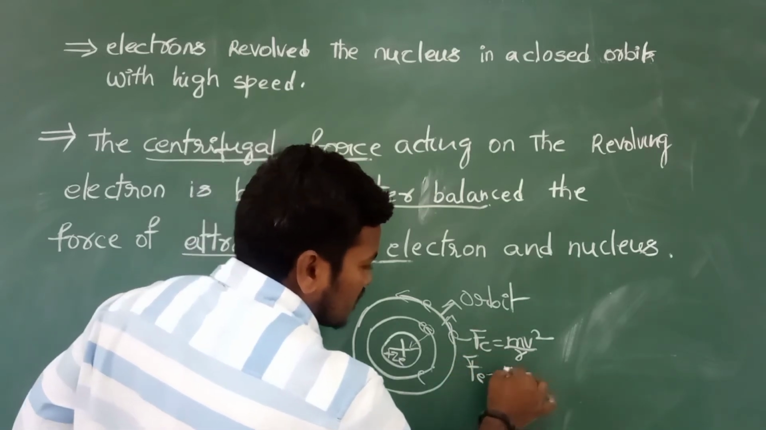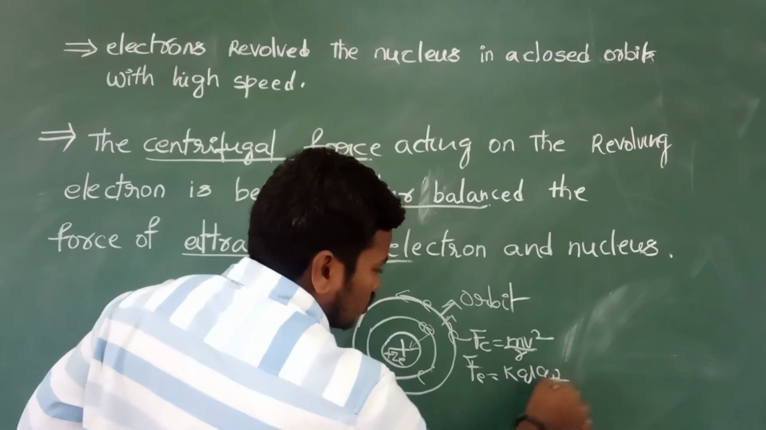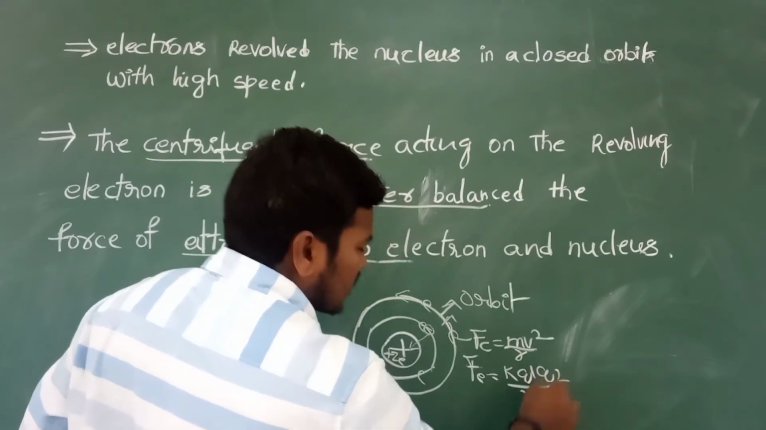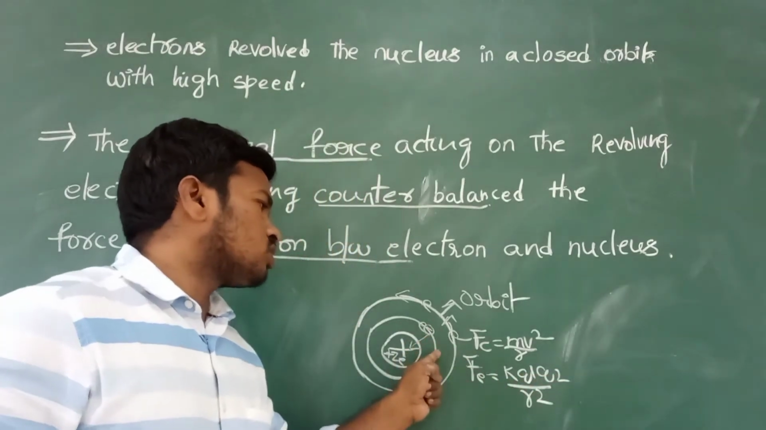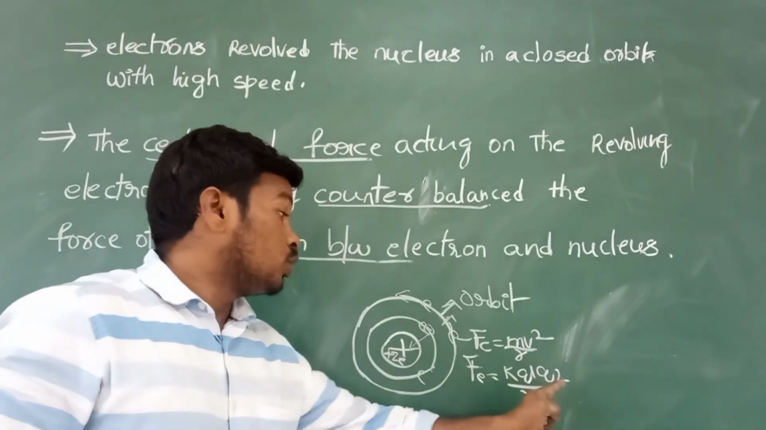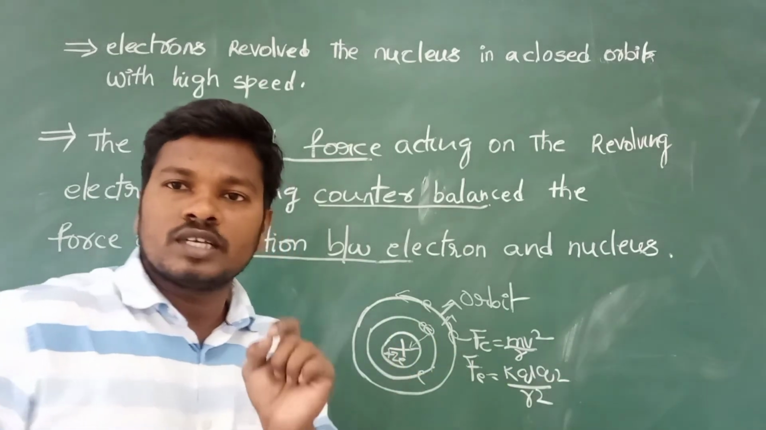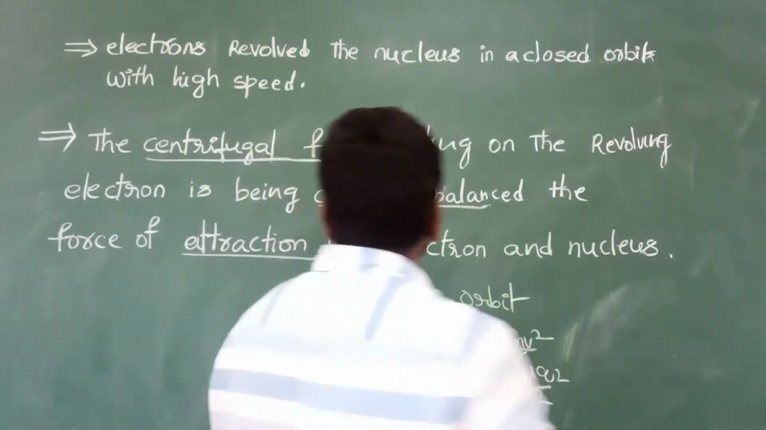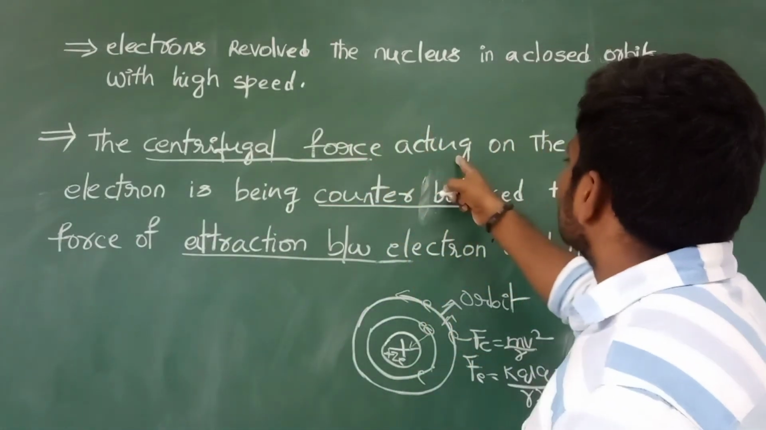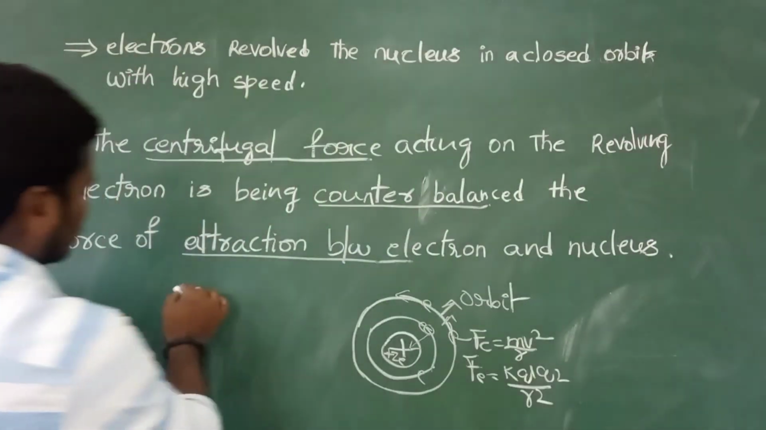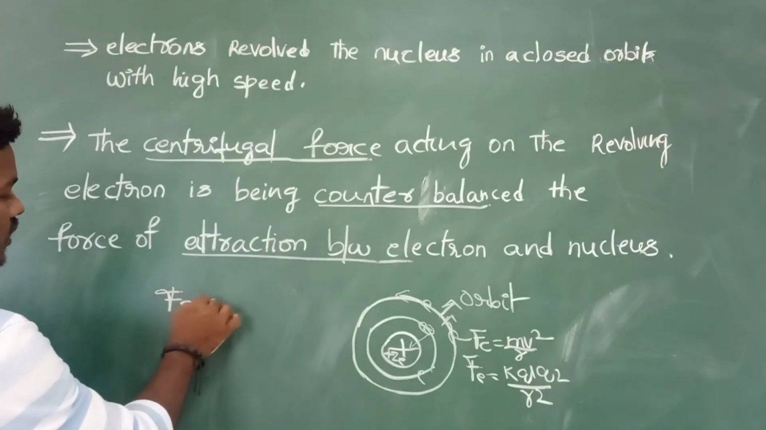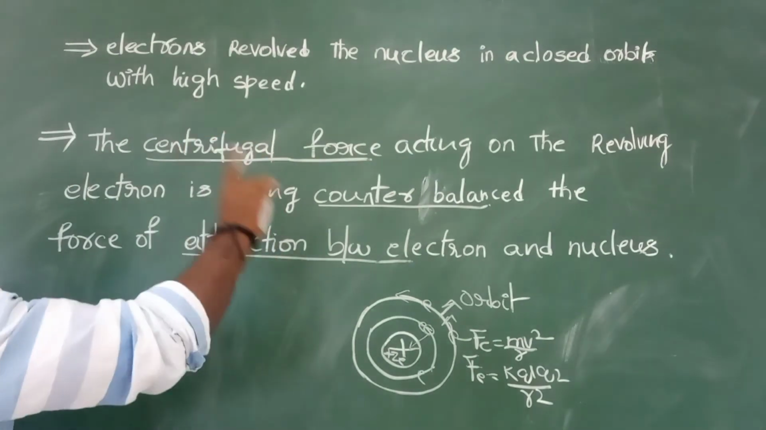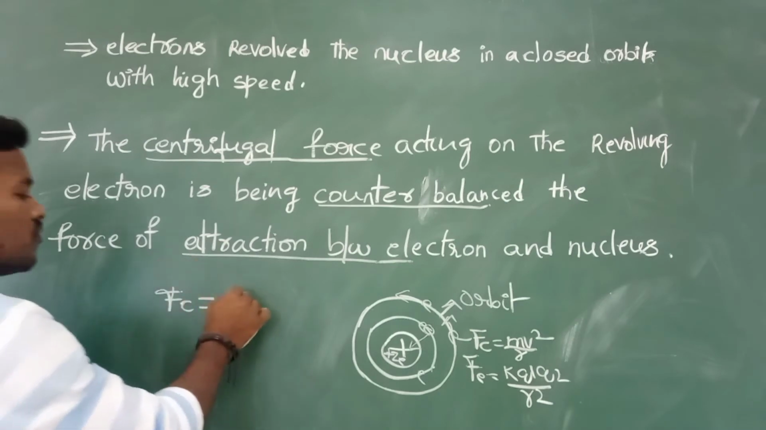That is given by K Q1 Q2 by R square. Here Q1 is the charge of the revolving electron, and Q2 is the proton charge, which I have denoted with Ze. So the centrifugal force acting on the revolving electrons is counterbalanced by the electrostatic force of attraction.